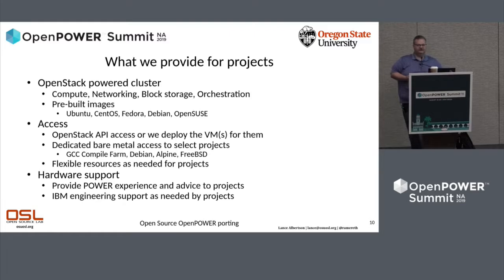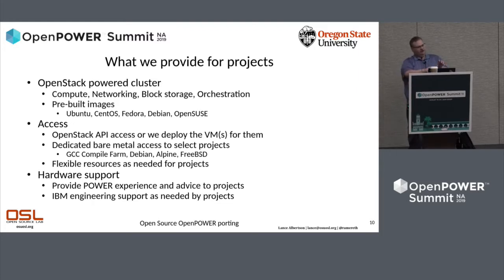So what we provide is the OpenStack Power Cluster. We provide compute, networking, block storage, and orchestration. We have pre-built images that we provide. We currently have Ubuntu, CentOS, Fedora, Debian, and OpenSUSE. For access, we provide API access, or we can deploy the VMs for them if they don't want to deal with the API access. And that also means giving them the web GUI interface.